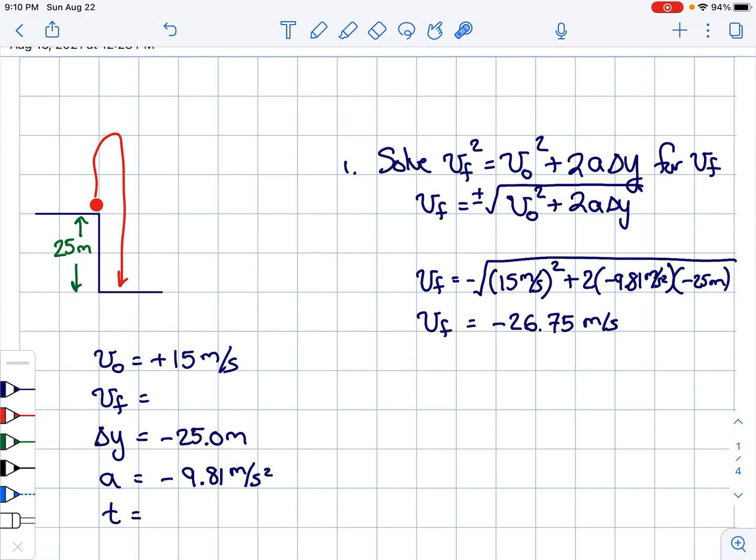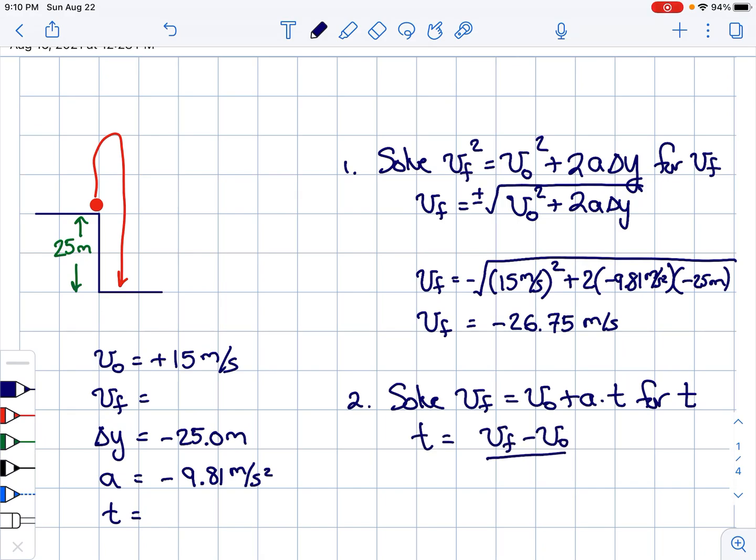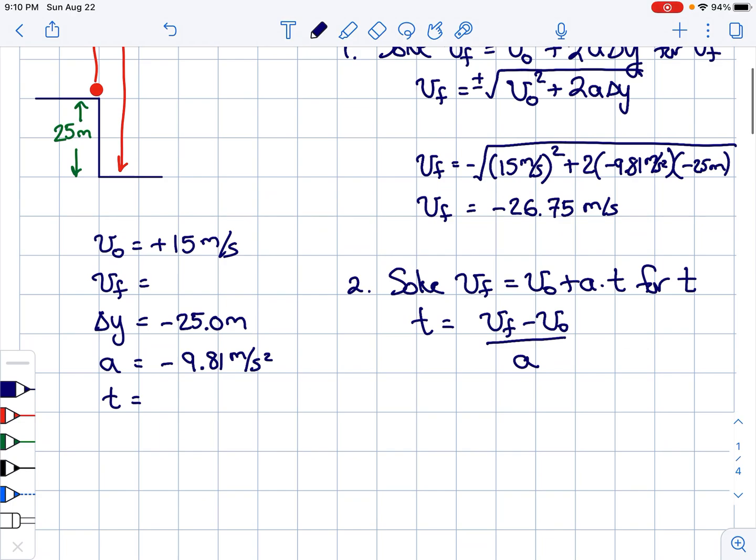All right, once we do that, the second step is relatively easy. Once we know the final velocity, we can solve the equation final velocity equals the initial velocity plus the acceleration times the time. We can solve that for the time. So the time will be the final velocity minus the initial velocity divided by the acceleration. I'm going to slide this up a little bit. When I plug in my numbers, again, just be a little bit careful.